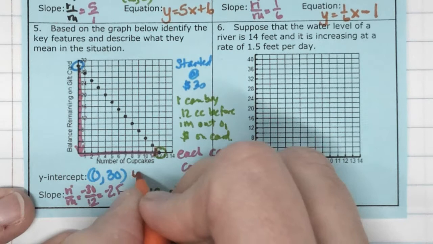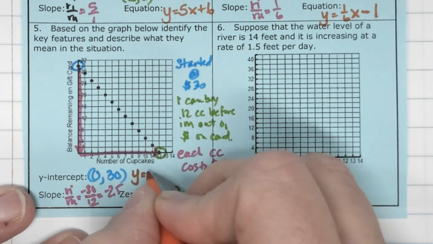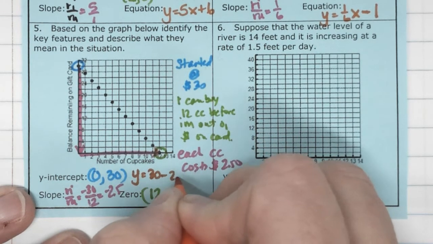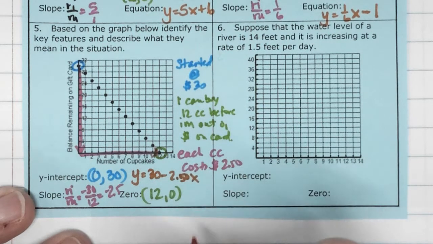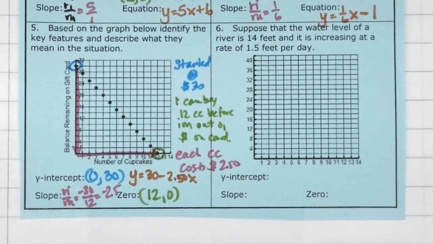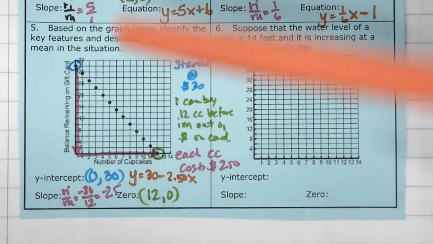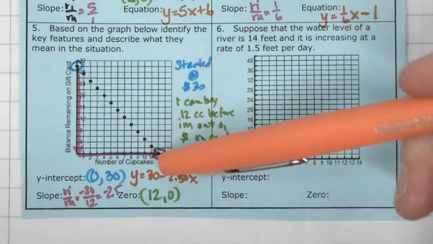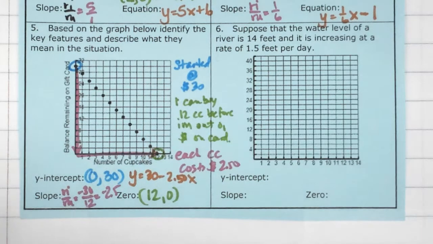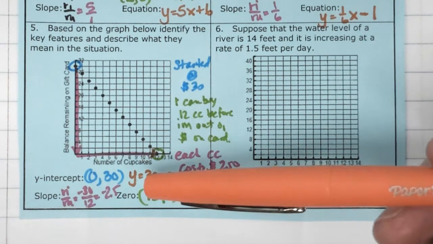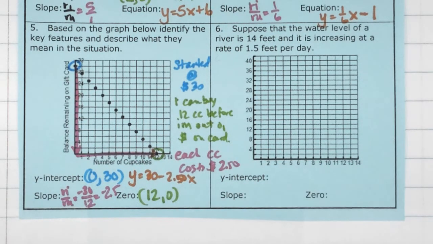Okay, so again, let's just take that last step and write the equation. y equals 30 minus 2.50x. If you wrote negative 2.50x plus 30, that's also right. But if you think about what they're saying, you start with 30, you subtract 2.50 for every cupcake until you run out of money. This makes sense: 30 minus 2.50 per cupcake.